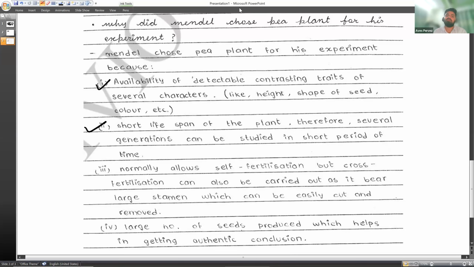So this is the reason why Mendel chose the pea plant for his experiment. The pea plant was a good plant for him. And how many years was he doing this experiment? He did this continuous experiment for approximately 8 years.